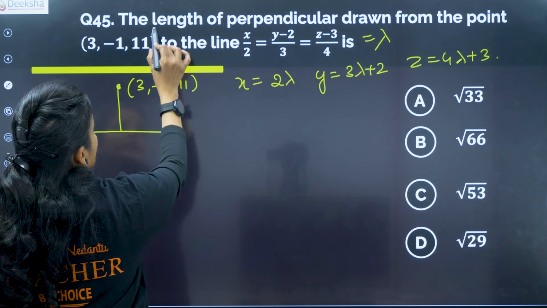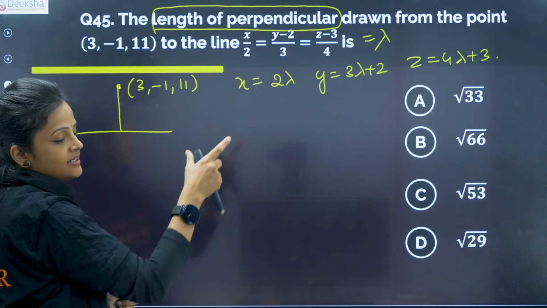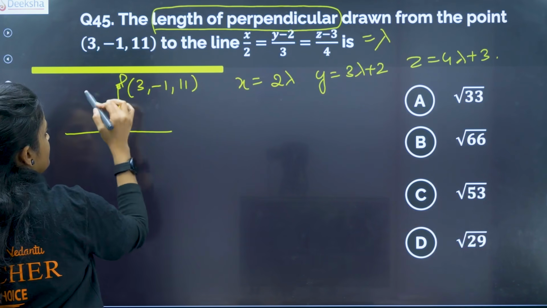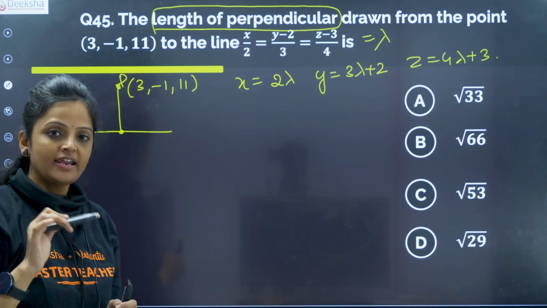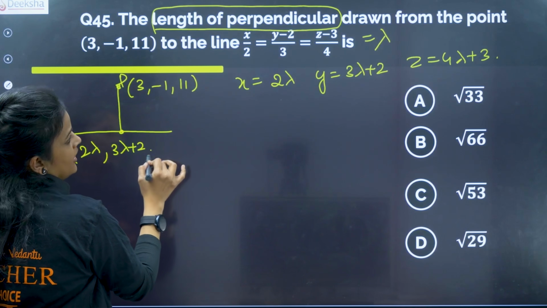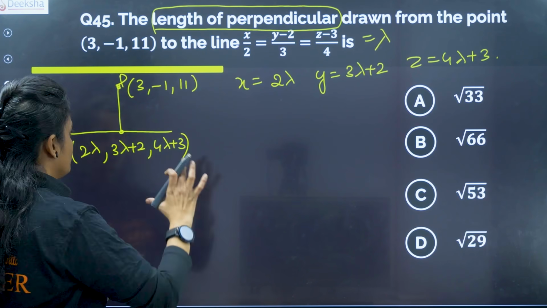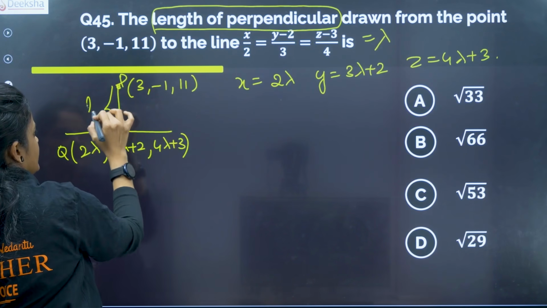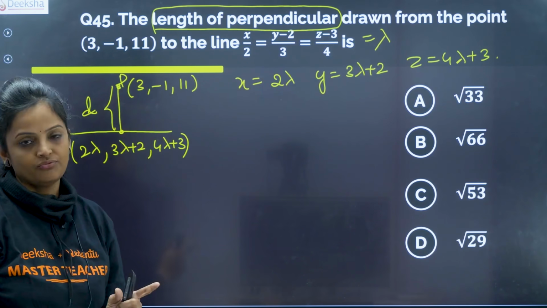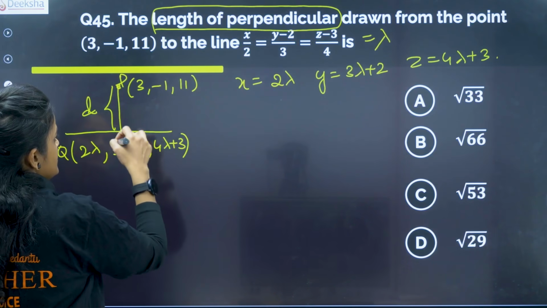Now I need the length of the perpendicular drawn from this point to this line. What I got is this point; if you keep it as P, then what I have got is the other point, that is Q. So 2 lambda, 3 lambda plus 2 and 4 lambda plus 3. But the problem is I don't know the value of lambda. If I know the value, then easily I will get the length or the distance. If I want this distance, I want the point. To get the point, I want the lambda.